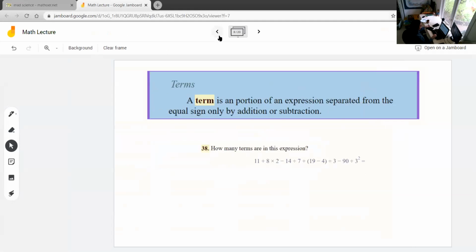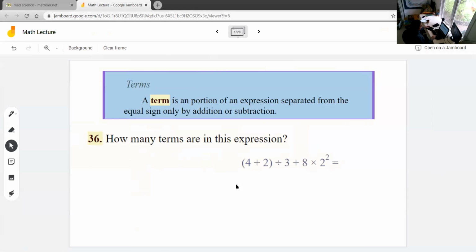Okay, now I will write on them. So in this expression, I'm going to start, and I get to a plus or a minus that's not inside parentheses. So this is one term. And then I keep going, and I get to my equal sign. So that's its second term. We'll solve this later, but for now we're just counting the terms.